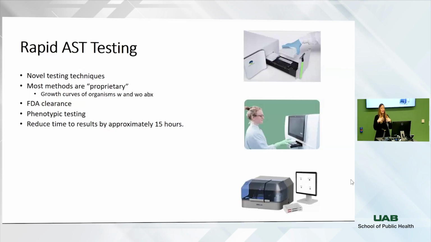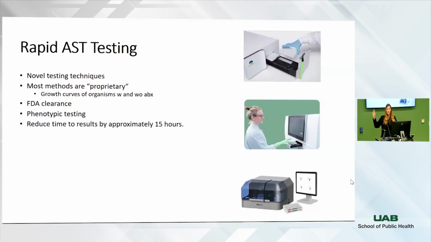So everything initially is going to try to grow. Life is going to try to survive. It's just a matter of how well it actually does so. So all of these new rapid AST testing methods use phenotypic testing. So you'll still get an SIRR value. They're not looking for like a mecA gene. They're not looking for a carbapenem resistant gene. They're actually looking at how this bug is responding to the antimicrobial.